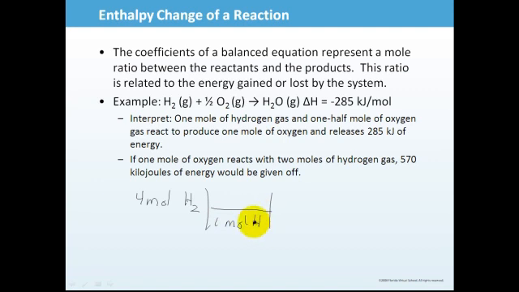So we can set it up like a conversion factor or a stoichiometry problem. And we can have 285 kilojoules per mole. Right? So the moles cancel out, so it's just 4 times 285. So in this case we'd have 1140 kilojoules of energy that is released. Okay, so just like we do mole ratio, we can also do ratio between mole and energy.